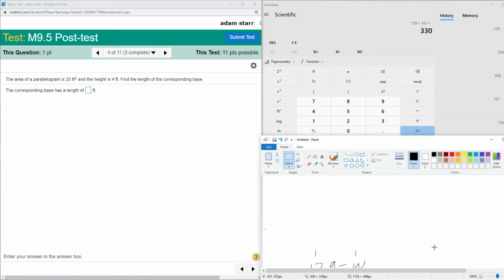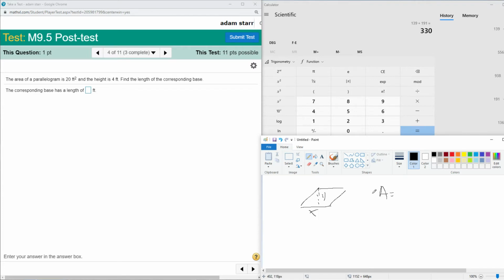Okay, next question. We have the area of a parallelogram is 20 square feet and the height is 4 feet. Find the length of the corresponding base. So we're talking about a parallelogram now. Okay, and I know that the height, this would be the height of a parallelogram, is 4, and the area is 20 square feet, and it's trying to find the base. So here's my base. Okay, I'm going to call it x.